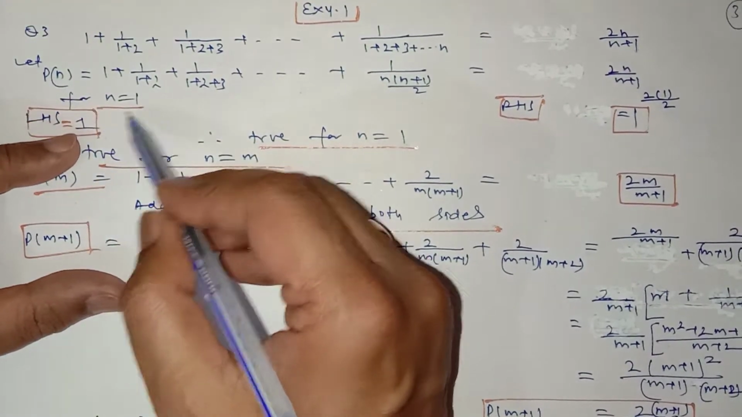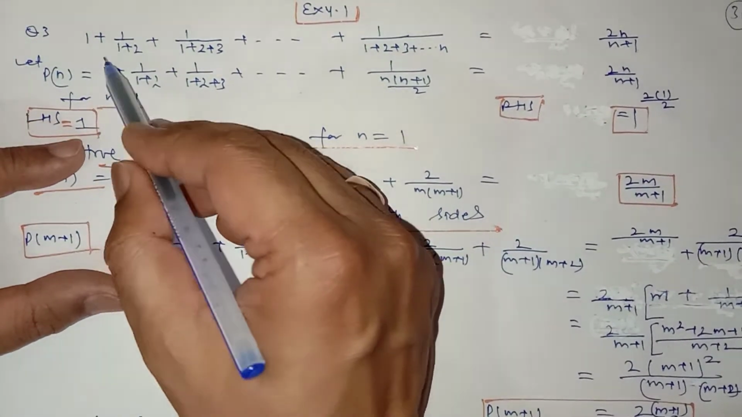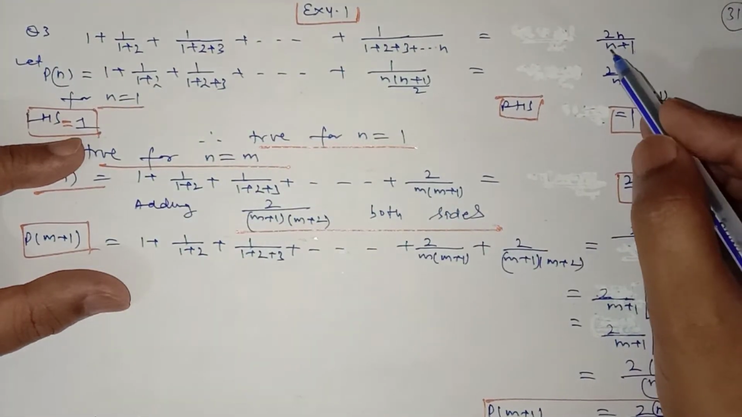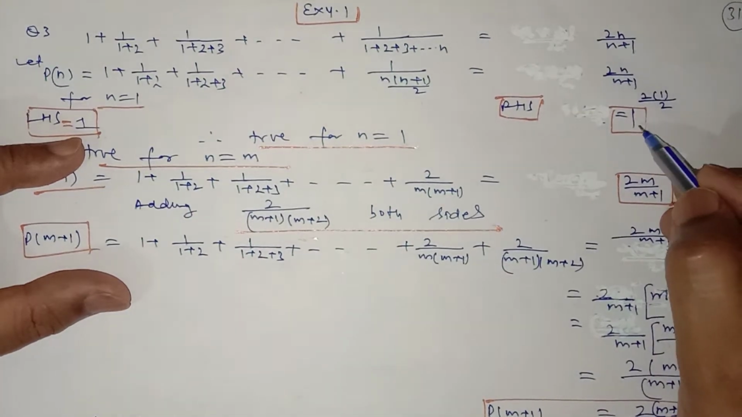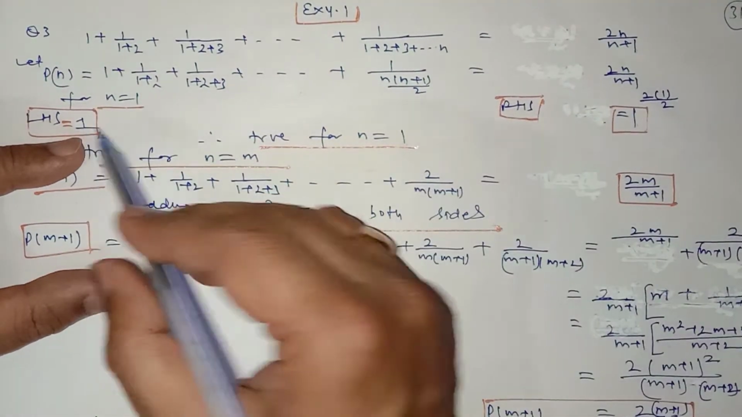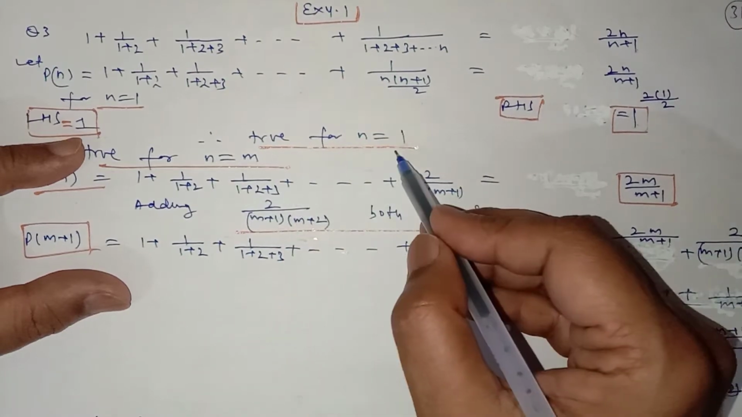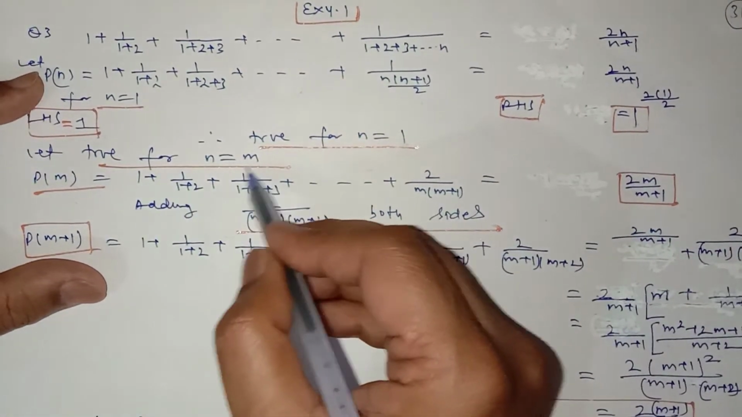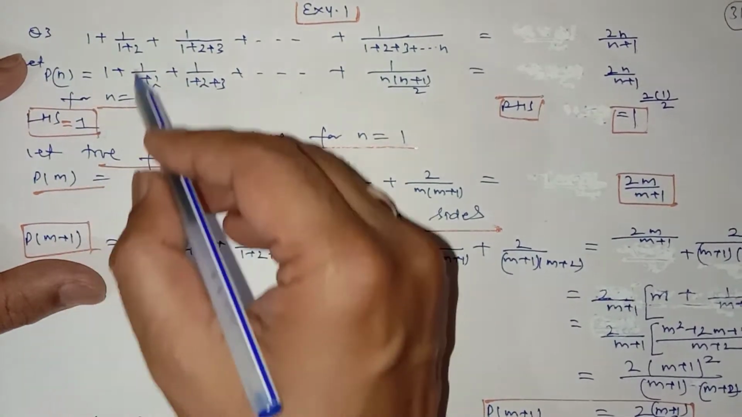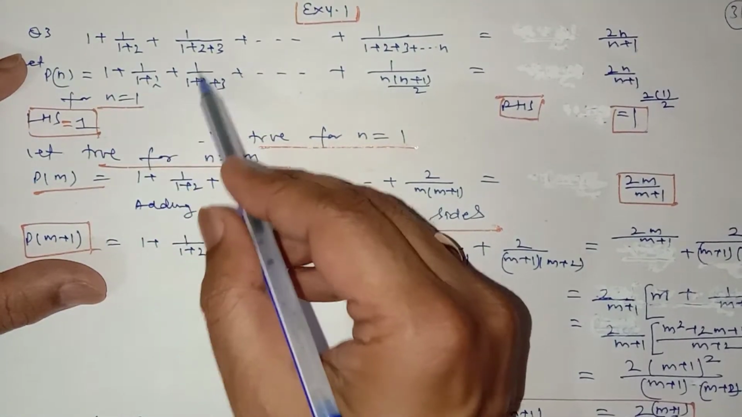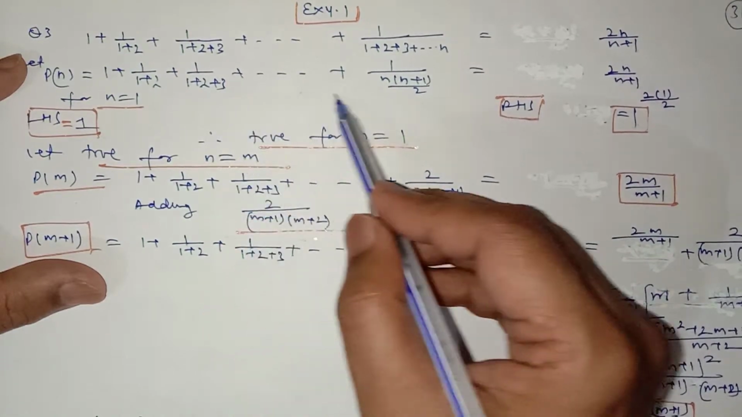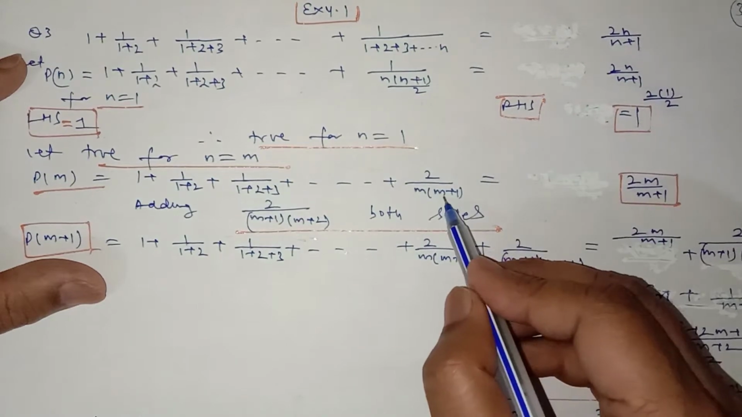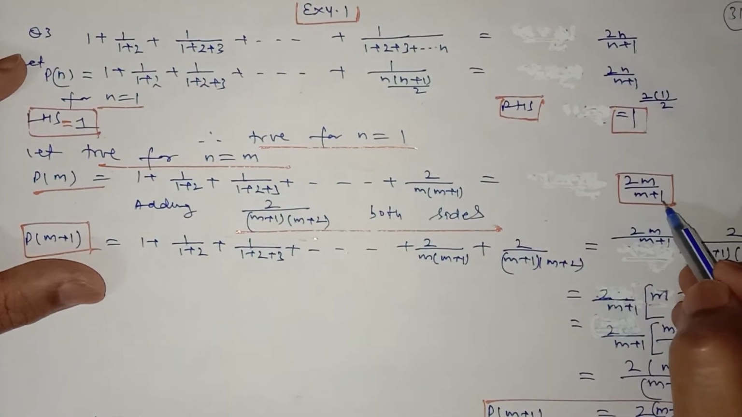Let n is equal to 1. The left hand side is equal to 1, the sum of one term, and in the right hand side replace n by 1, so 2 into 1 upon 1 plus 1, which is equal to 1 itself. So left hand side is equal to right hand side, so it is true for n is equal to 1. Let the statement be true for n is equal to m, so replace n by m, so it will be 1 upon 1 into 2, plus 1 upon 2 into 3, up to 2 upon m(m plus 1), will be equal to 2m upon m plus 1.